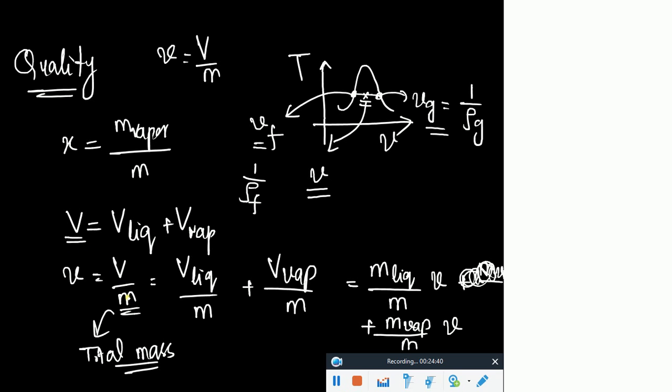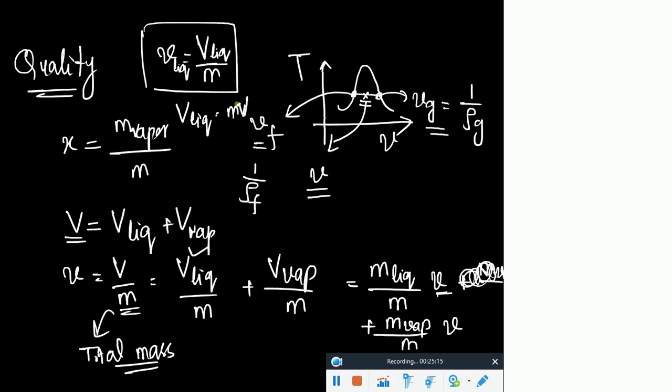Now if I divide this total volume by mass, can I write this equation like this? Now do you understand that? Now the point is, if I write down this V liquid as M liquid over M into v, I would come to that point. Now this V liquid can be written as M into smaller v liquid. Now what is that smaller v liquid? Isn't it the specific volume at the saturated liquid line, the saturated liquid state? So this can be written as Vf. And similarly this v for vapor can be written as Vg. Now do you understand that?